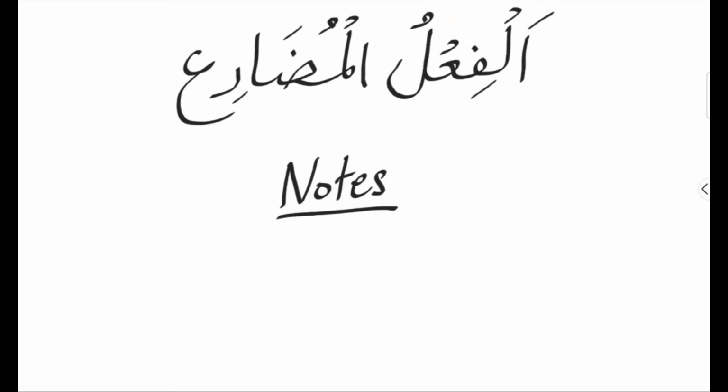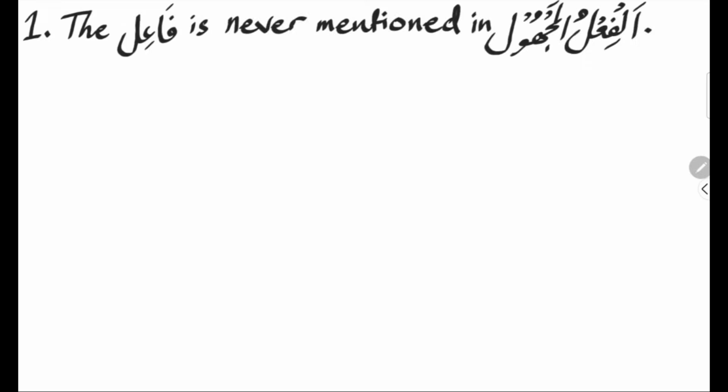There are 3 things you should keep in mind at all times when it comes to الفعل المضارع. Number 1, the fa'il is never mentioned in a فعل مجهول. By الفعل المجهول, I mean passive voice, whether it's ماضي or whether it's مضارع. For example, if you say نصر, he was helped, or ينصر, he is being helped, then there is no mention of the fa'il, the person who's actually helping. There is no mention of him.